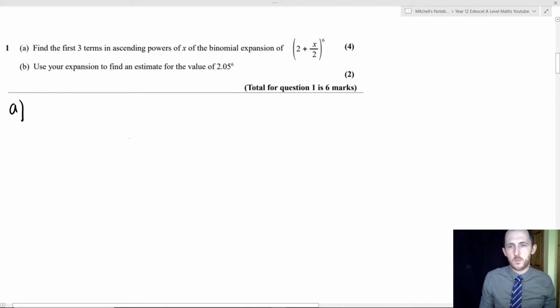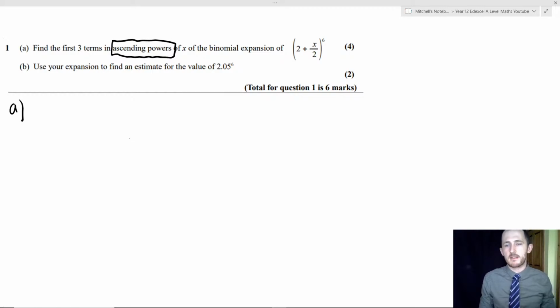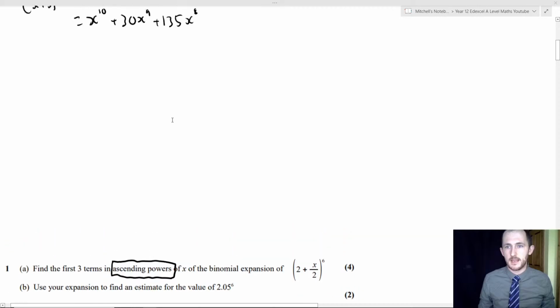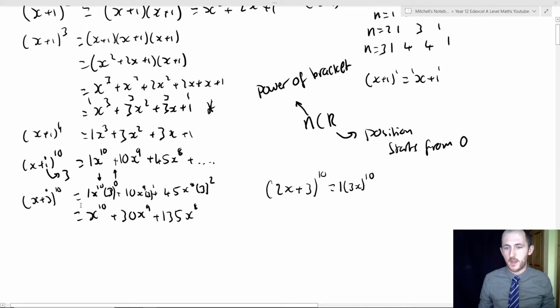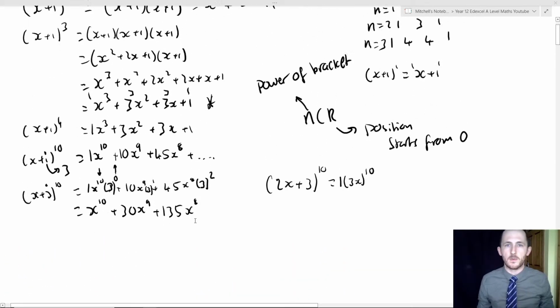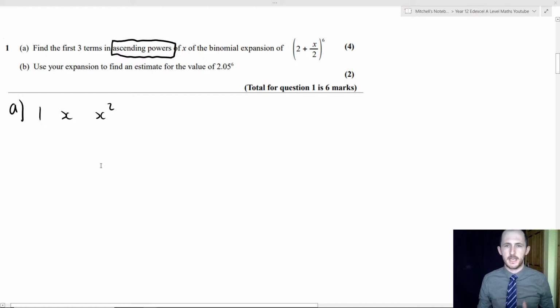They sometimes word it in ascending powers. So first three terms in ascending, you're going to have your constant, so like a 1, then you're going to have x and then x squared. That's what ascending powers means. Okay? So instead of doing it this way, where we've done the highest power and we've gone down, we need to go backwards. Now going backwards is not that tricky.